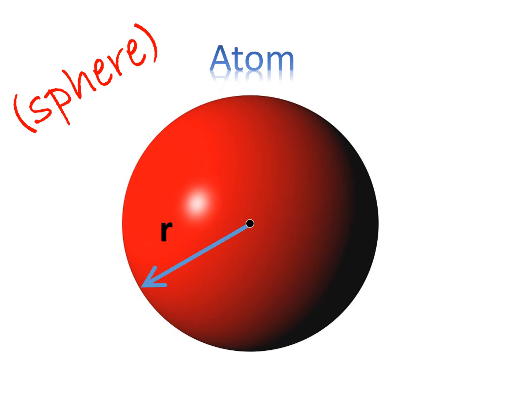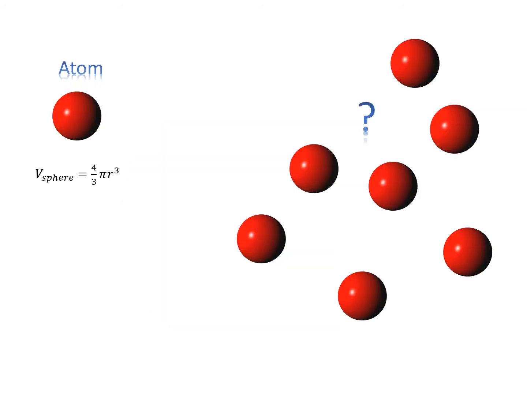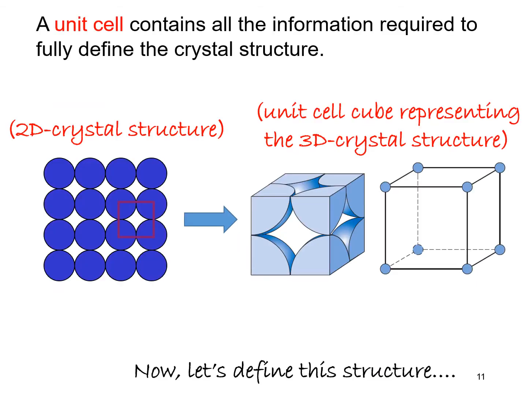In order to build our model, we need to start with our atom. Atoms are modeled as a sphere with a radius r. We can calculate the atom's volume: the volume of a sphere, 4/3 pi r cubed. But what about the spatial arrangement of the atoms? We need at least 4 pieces of information in order to fully define the structure itself. So we're going to go back to our 2D model and start with one layer of atoms.